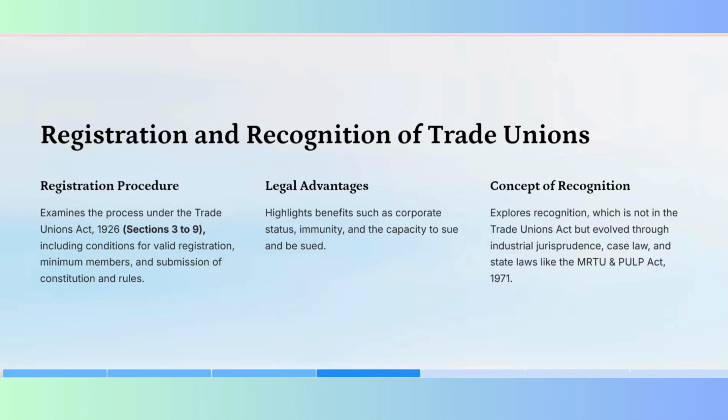So here, what is important to understand about a trade union? They are incorporated, a separate legal entity from its members. The concept of recognition explores recognition, which is not in the Trade Unions Act but evolved through industrial jurisprudence, case laws, and state laws like the MRTU and PULP Act that was passed by the Maharashtra government in 1971.